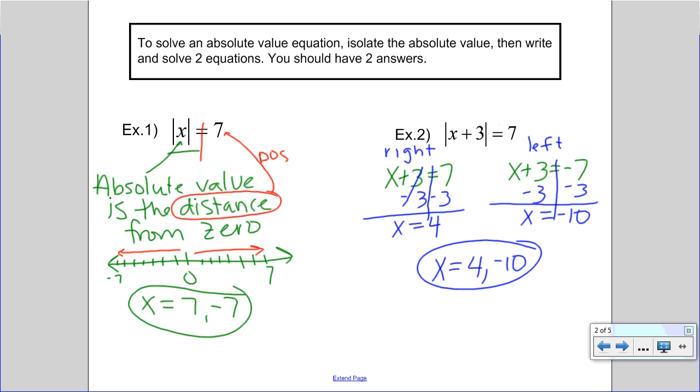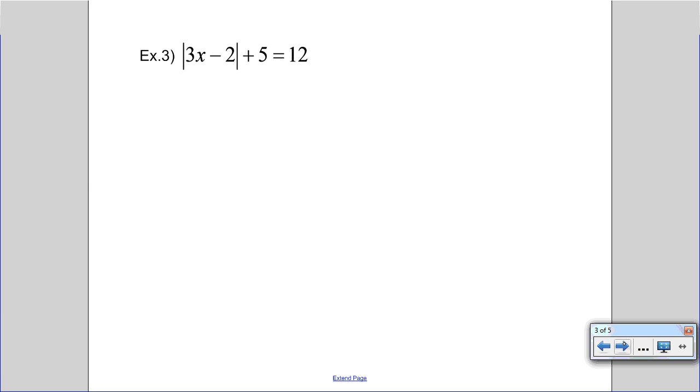Notice in both these problems, if I look at the equation that we started off with, the only thing on the left-hand side was the absolute value. If we take a look at example 3 now, I've got something along with the absolute value. So I don't know my distance from 0. The only thing that describes the distance from 0 is the absolute value, and right now I've got the absolute value plus 5. So I say, okay, let me get this absolute value by itself.